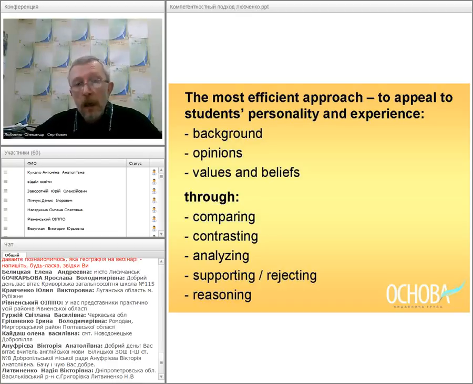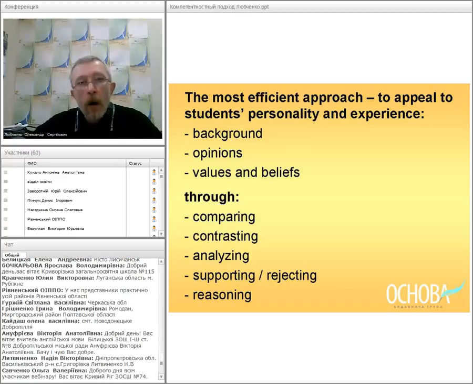And the same goes with contrasting. Next goes analyzing, because we have to analyze the information that we get to understand the difference, to compare and contrast. And we have to be able to support our opinion or to reject someone else's opinion, and to give the grounds for that, to reason our statements.